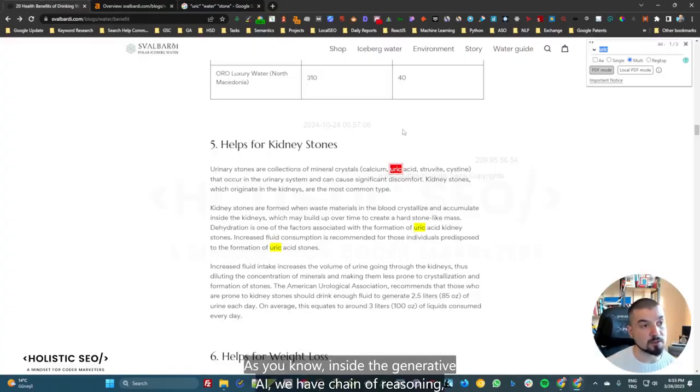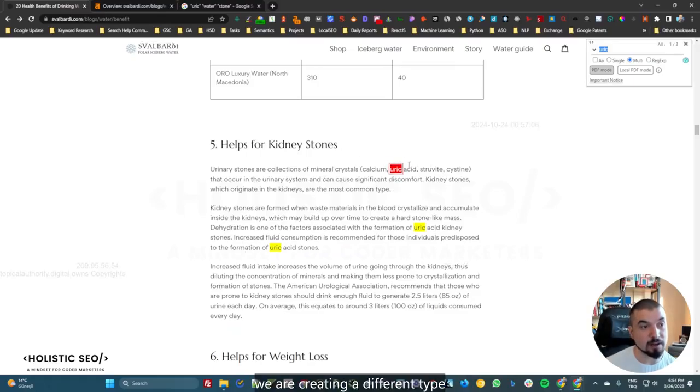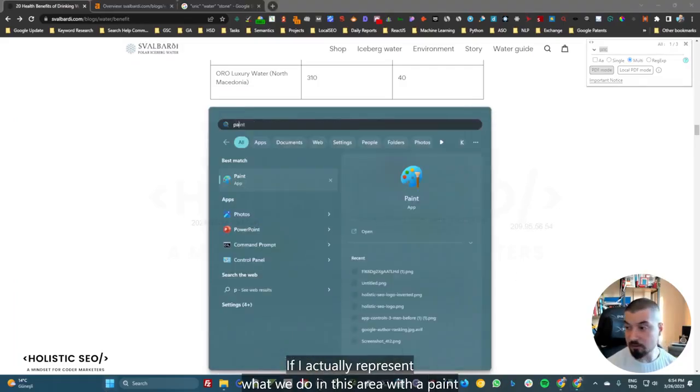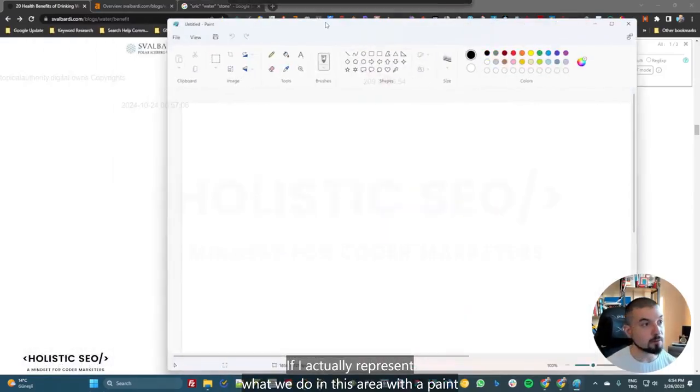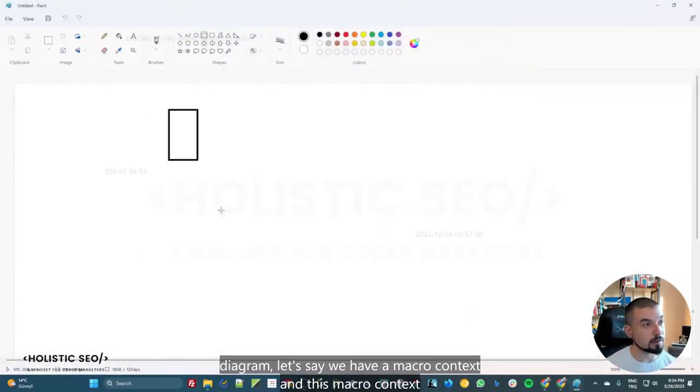As you know, inside generative AI, we have chain of reasoning, which means we are able to connect these things to each other while inferring further information. Natural language inferring is one of the important sections as well. As much as processing, understanding, and generation of natural language, inferring is important too. In this area, while focusing on this type of co-occurrences, we are creating a different type of contextual domain for only that subsection.